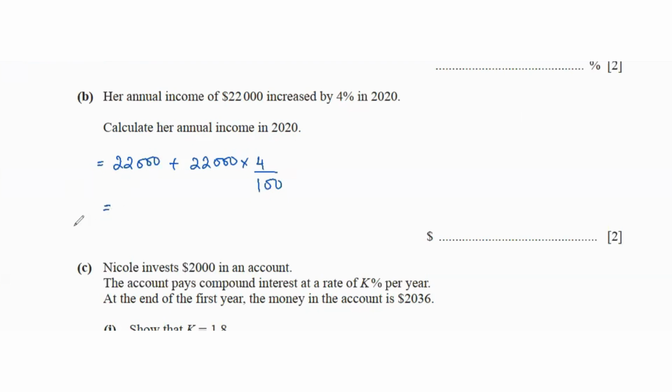So that's going to be 22,000 times 4 divided by 100 is 880. So we add 880 to 22,000, which is going to be $22,880.